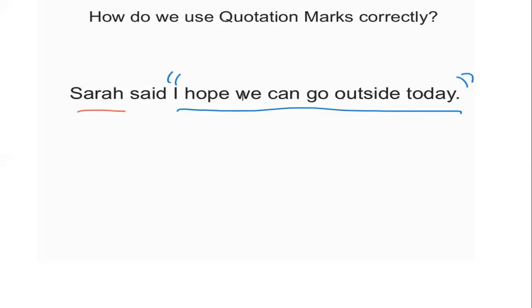There are a few other things that we need to think about when using quotation marks and writing dialogue. We need to make sure that whatever sentence is being said by our characters has an ending mark. In this example, we use the period at the end of the sentence, "I hope we can go outside today." Another punctuation mark we need is a comma. We always have a comma to separate who is speaking and what is being said. In this example, "Sarah said" is who is speaking, and "I hope we can go outside today" is what is being said. So the comma needs to go in between the two.